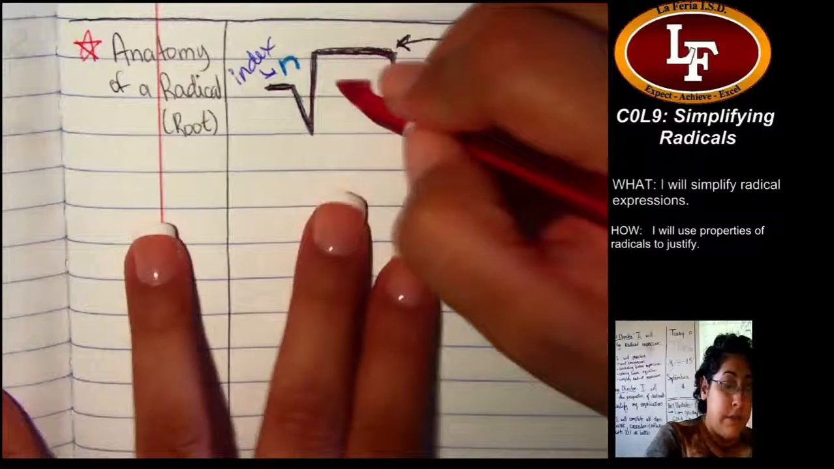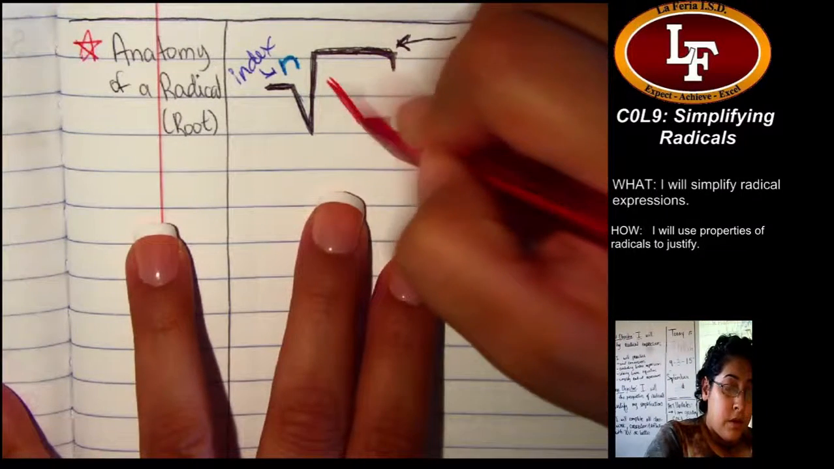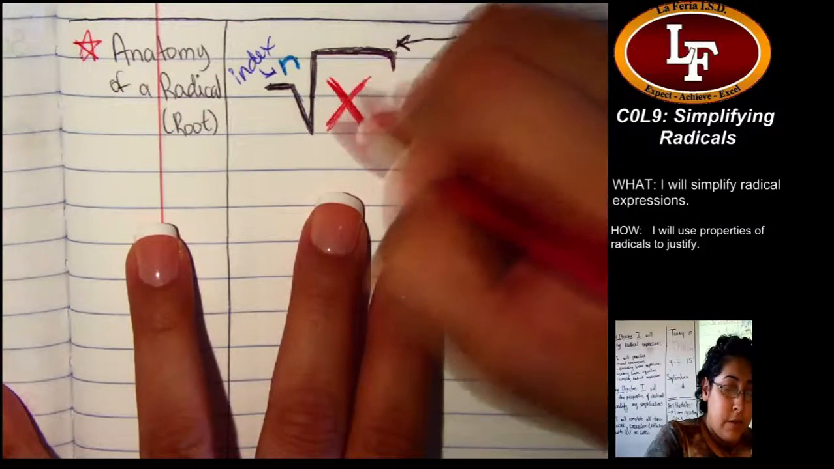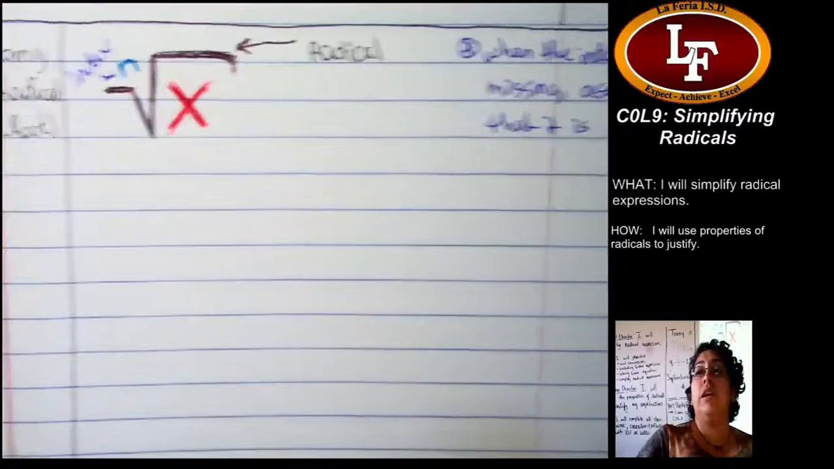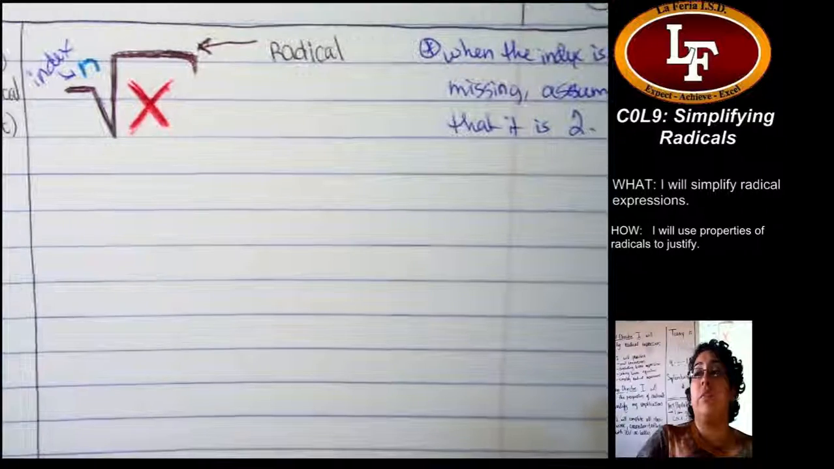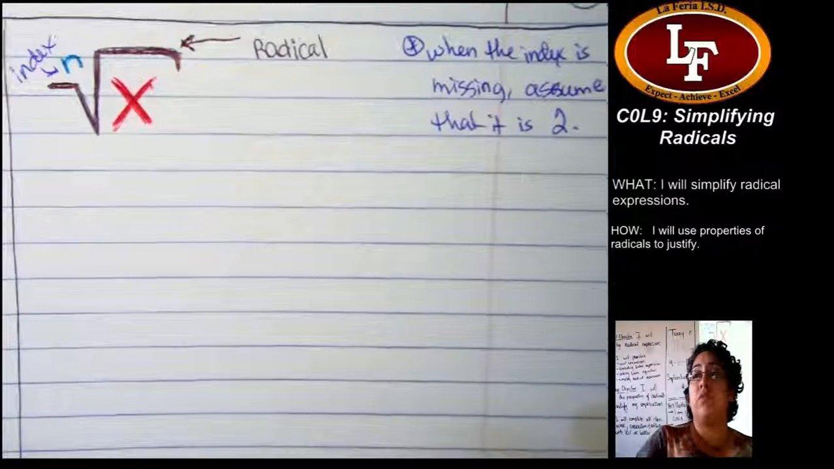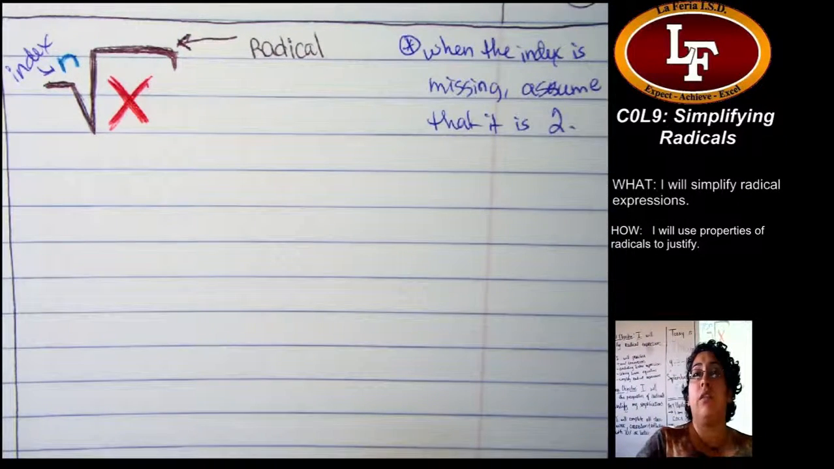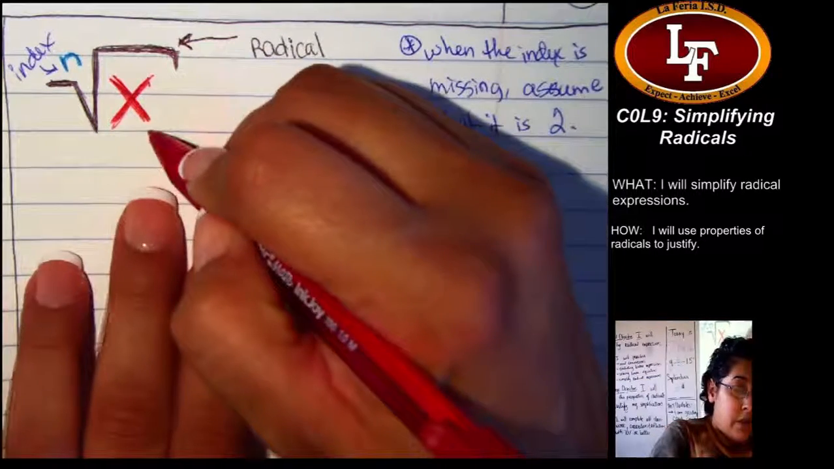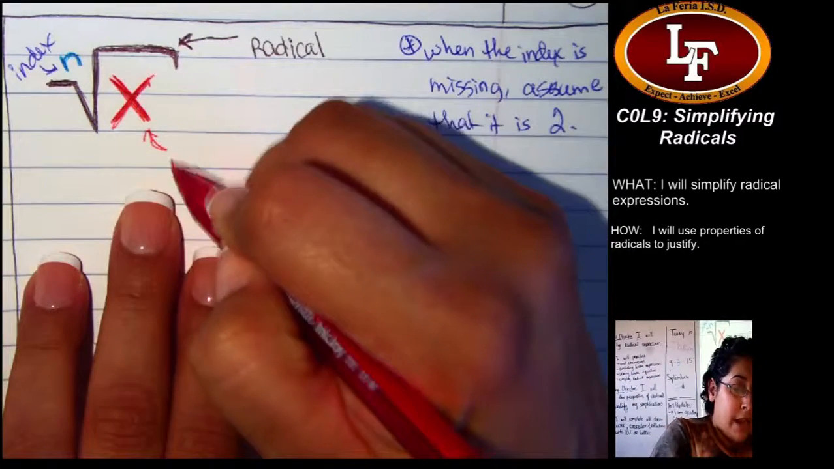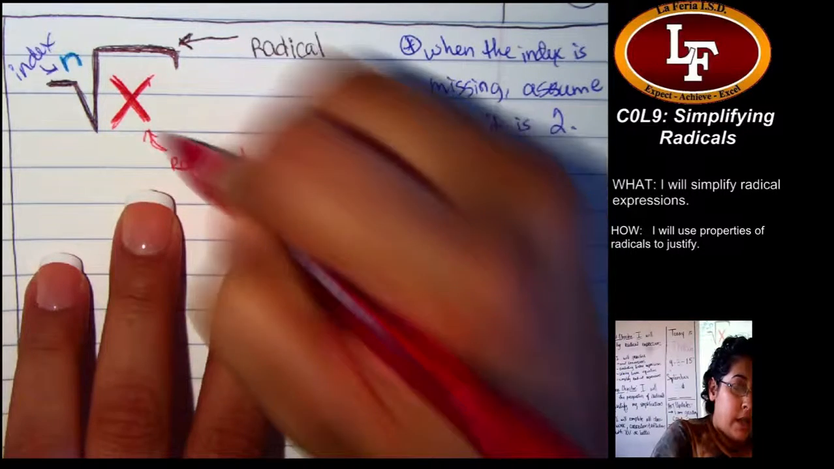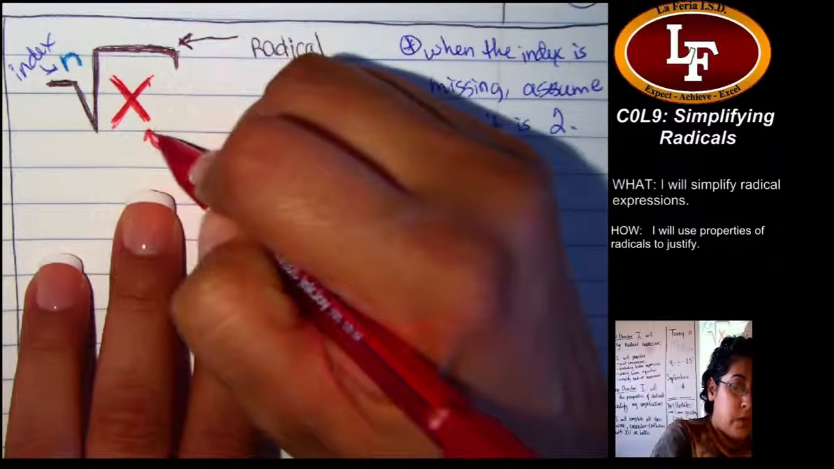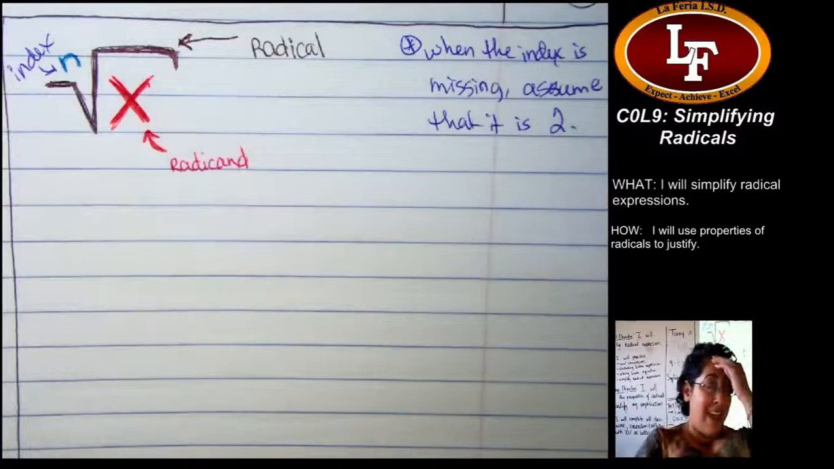All right, the stuff inside. All the stuff inside, regardless of how many letters it is, it could be 1 letter, it could be 2, it could be a bunch of numbers, there could be some addition or some subtraction going on in there. All of that stuff is called the radicand. Like some SpaghettiOs that got canned, this was the radicand.